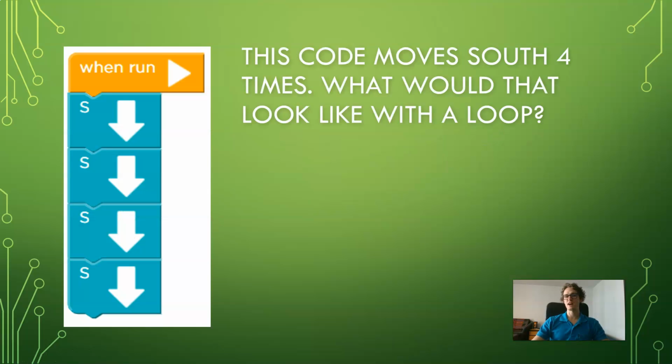This code moves south 4 times. What would that look like with a loop? Okay, so you guys can see there's 4 blocks. Each one moves south. You have 1, 2, 3, 4 of the same blocks that move south, right? So you can make 4 blocks, or you can use a loop. Think about what you think that is going to look like. You can pause the video if you want and think about it, or you can just let me show you.